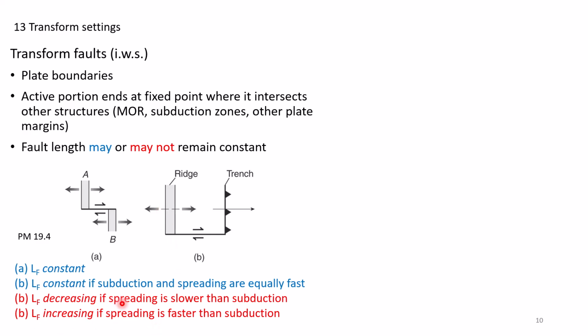On the other hand, if the spreading rate is higher than the subduction rate, then more oceanic lithosphere is created by the ridge, and the trench and the ridge will increasingly separate from each other, and this will make the length of the transform fault grow.